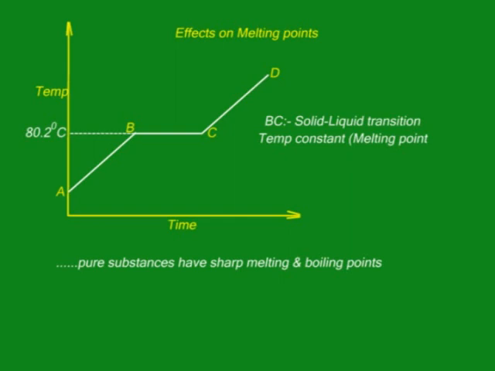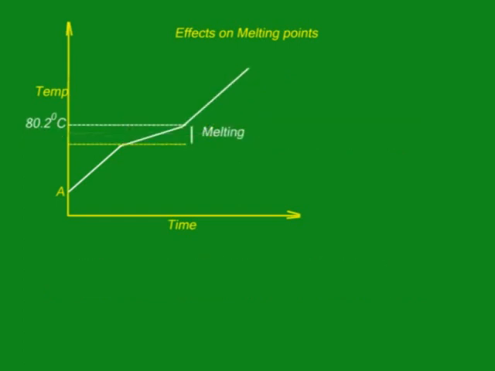So we shall start with a look at the effects of these impurities on the melting points of substances, and we shall use the same naphthalene. We have seen that pure naphthalene will melt at 80.2 degrees Celsius. However, if camphor is added to naphthalene as an impurity and heating is done with temperature being recorded at certain time intervals, a different curve is obtained. This is shown on your screen.